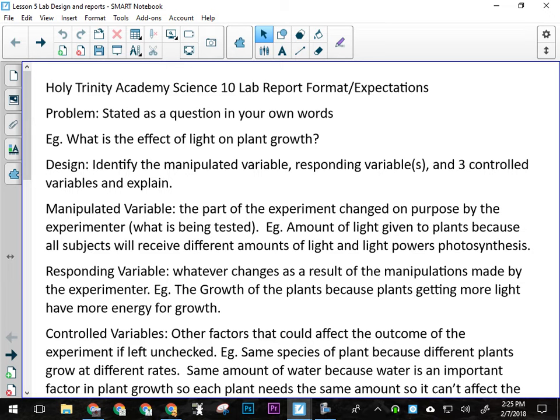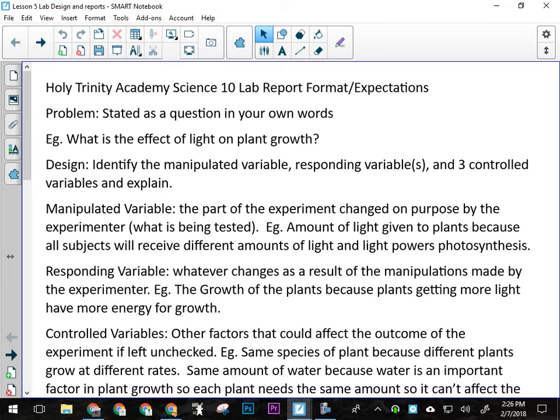All right, so if I'm looking at this experiment here, the effect of light on plant growth, the manipulated variable here is how much light they get. Yeah, because that's what I'm testing. I'm going to change how much light a bunch of different plants get. Because my experiment wouldn't be as simple as here's a plant that's going to be in the light and here's a plant that's going to be in the dark. They're probably both going to die.